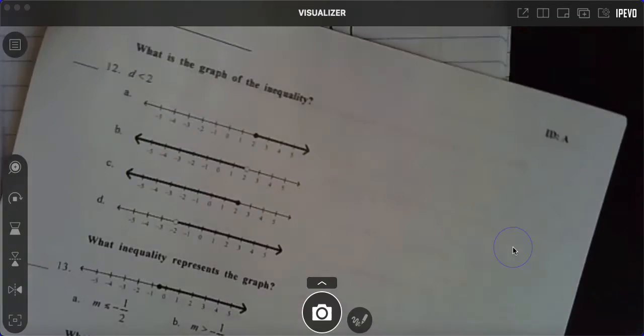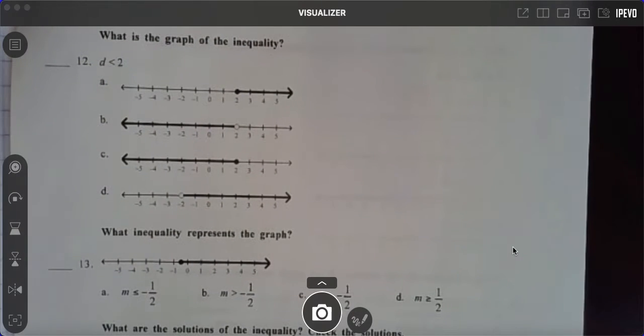All right, here's number 12. D is less than 2. Is it an open or a closed circle? Open circle. Does anybody not know why? Okay, so that's something I'm confused on.